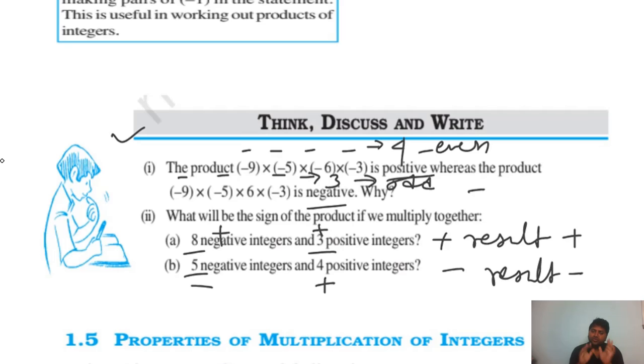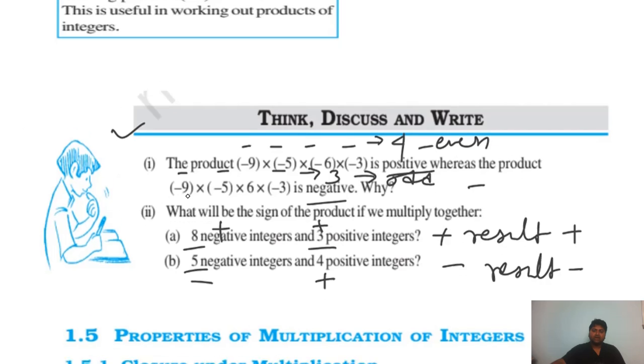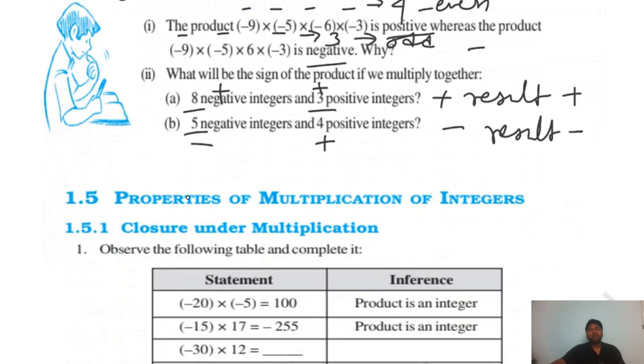So you can understand this portion: when we multiply an even number of negative numbers, we get a positive number, and an odd number of negative numbers gives a negative number. Now, the properties of multiplication of integers.